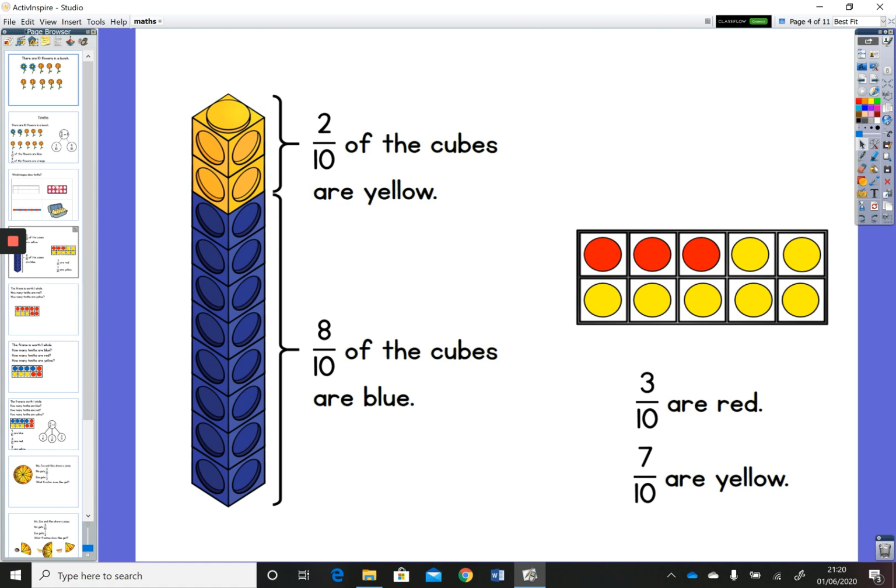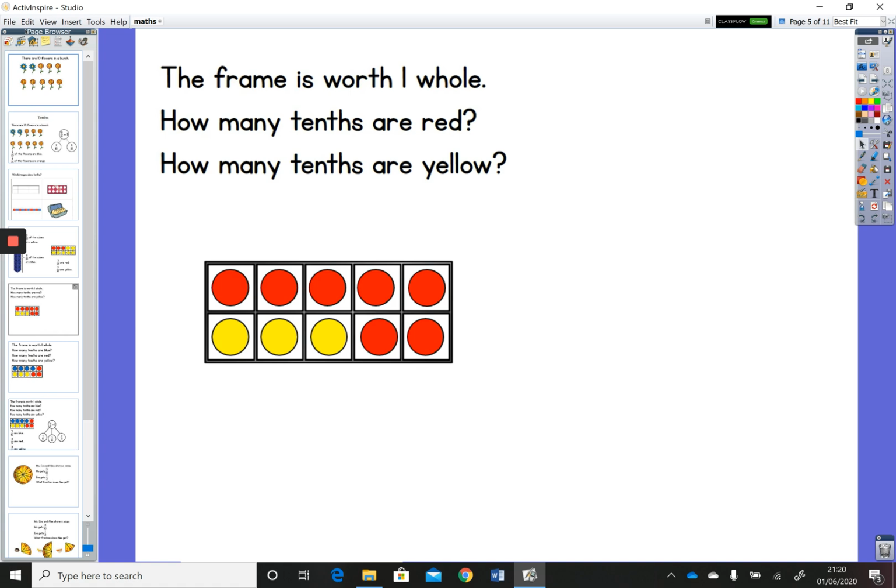Let's move on to another question. Again, I'm using another tens frame, and I've written: the frame is worth 1 whole. How many tenths are red? How many tenths are yellow? If you can, have a go at it. You can either write it down or you can just shout it at the screen, okay? And hopefully I'm going to be able to reveal this a bit better than I did the other day.